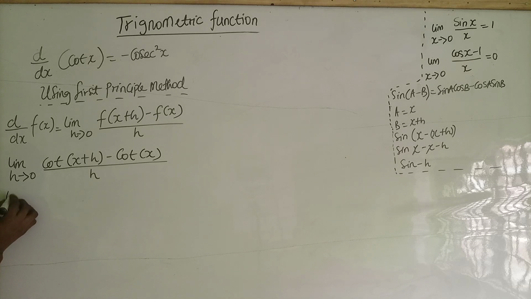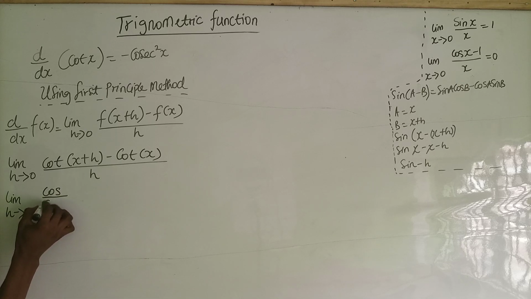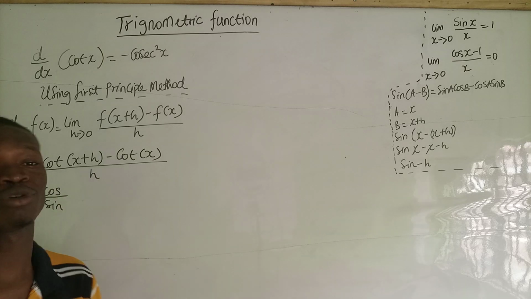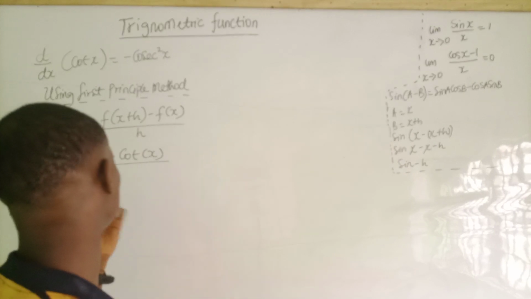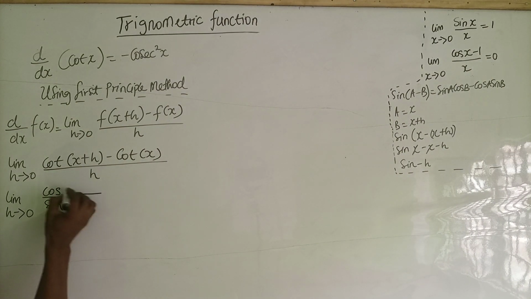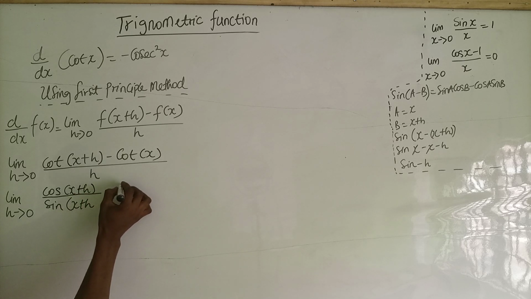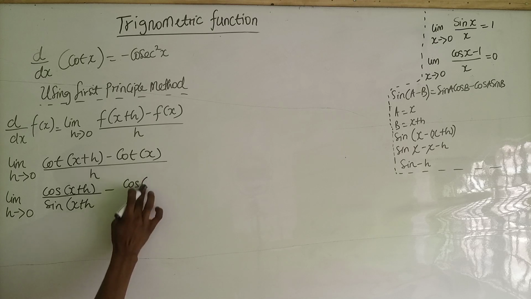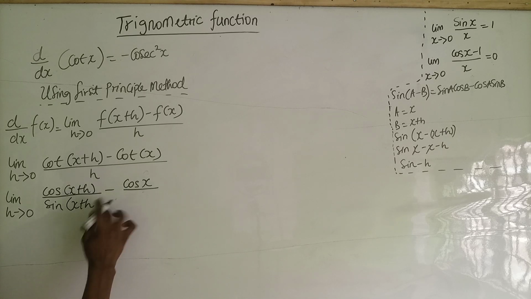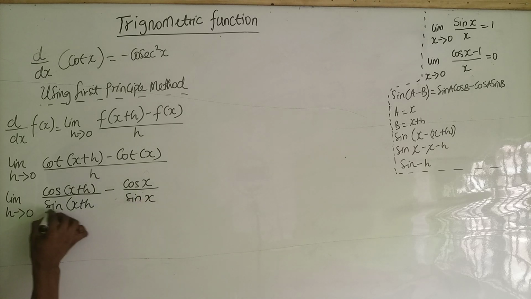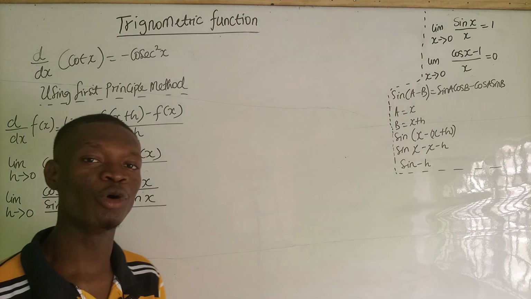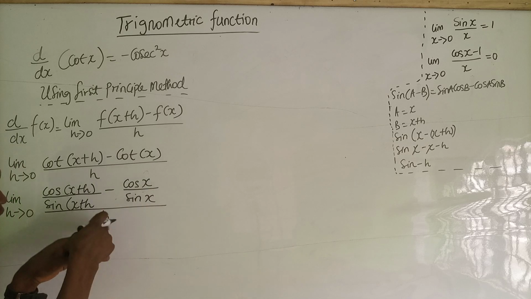So we are going to have the limit as h approaches 0. Cot is equal to cos over sine. Remember that cot is equal to 1 over tan and cot is equal to cos over sine. So we are going to put cos x plus h over sine x plus h, minus cos x over sine x, all over h. So we are having a fraction within a fraction.